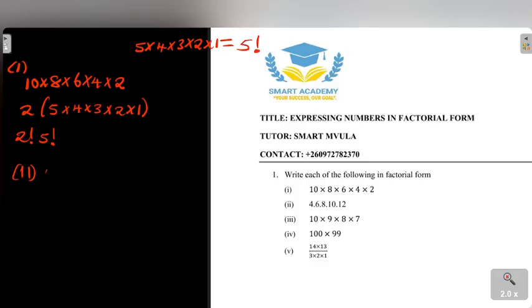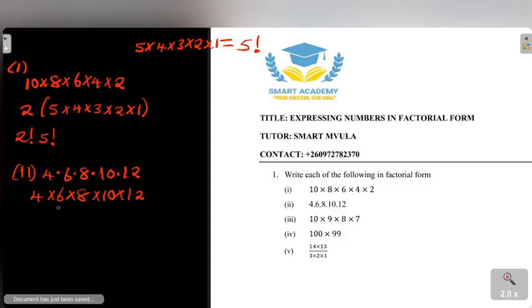Then moving to part 2, we have 4 with a dot. So the dot means multiplication. So 4, that is times 6 times 8 times 10, then times 12. So those dots, they are just representing a multiplication. So this is 4 times 6 times 8 times 10 times 12 there. So from here, what we're going to do next is we'll do the same. The common difference will be 6 minus 4, which is a 2. 8 minus 6, a 2. So throughout, we have a 2 as the common difference.